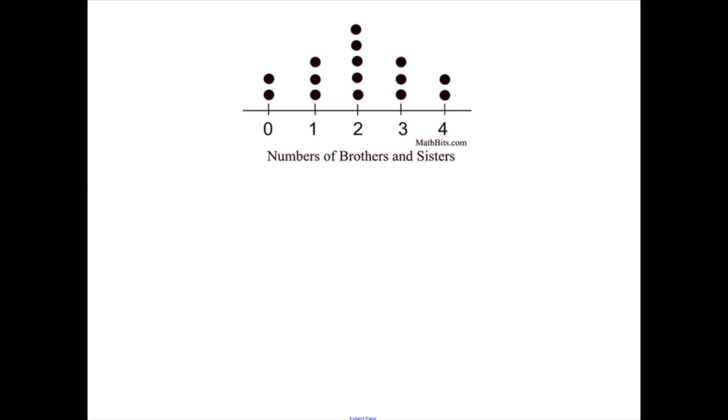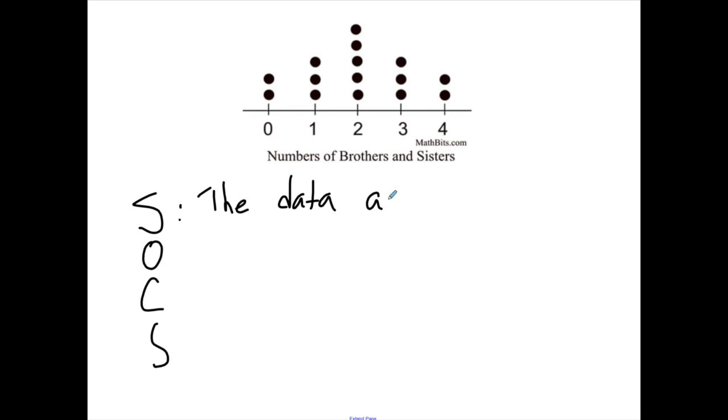All right, last one. So this is an interesting one. We did a survey of a class. We want to know about numbers of brothers and sisters. Here we can see that the data are symmetric. The data are symmetric, okay? And that's the way that they're arranged, right?